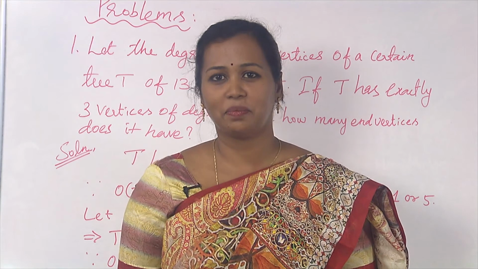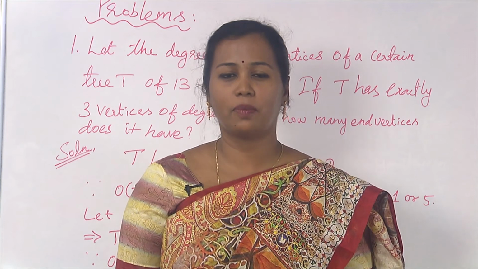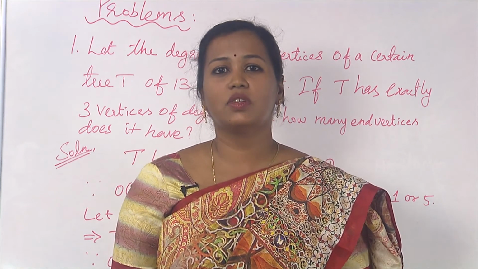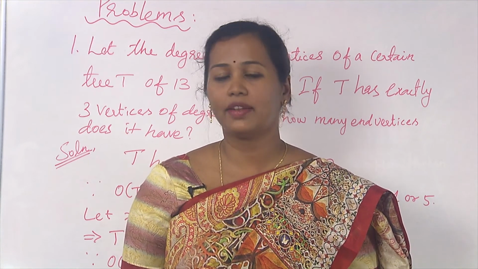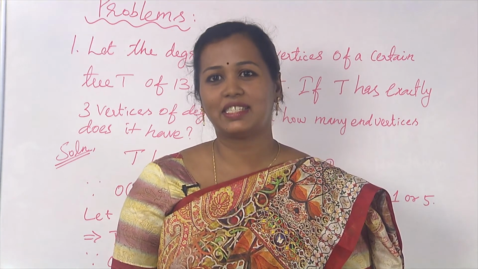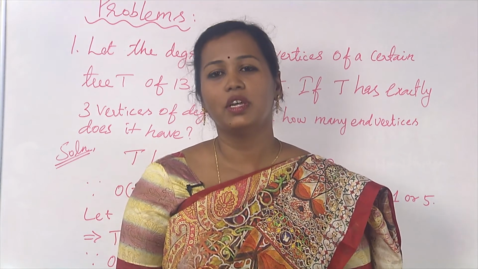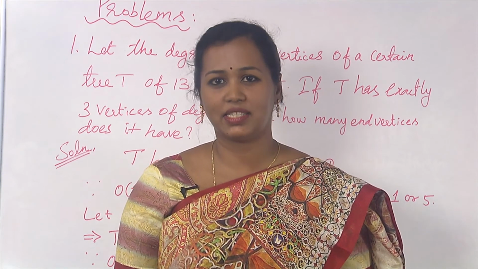Now, let us see some problems on trees. The first problem: let the degrees of the vertices of a certain tree T of order 13 be 1, 2 and 5. If T has exactly 3 vertices of degree 2, then how many vertices of degree 1 does it have?